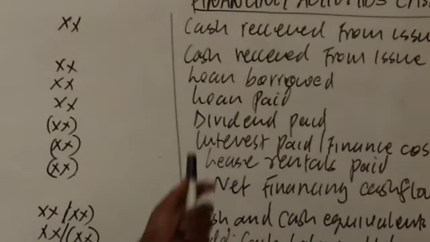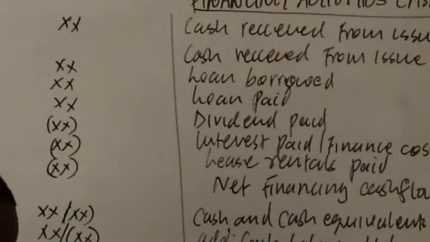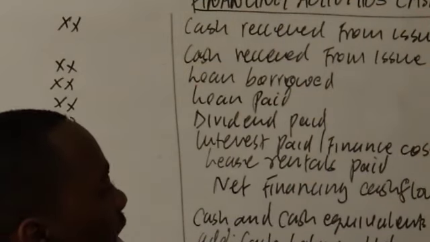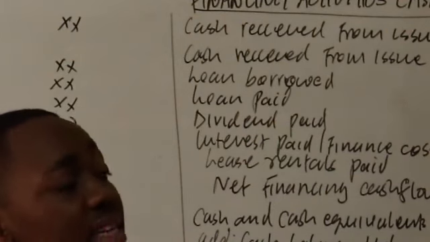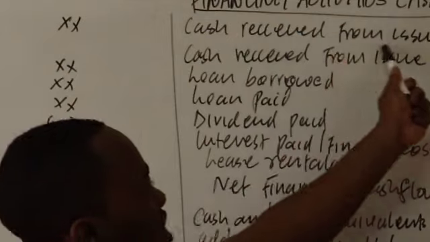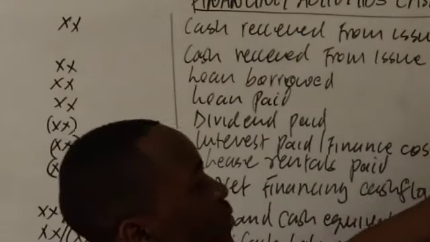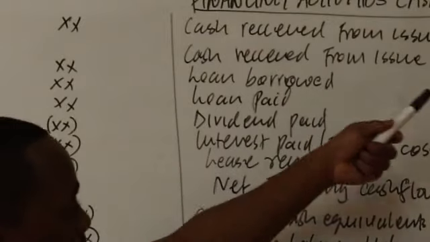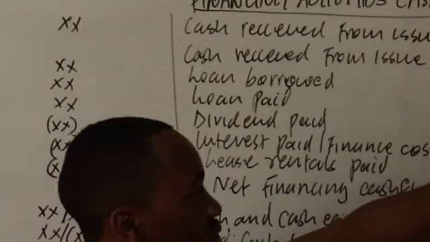Then we have the financing activities cash flow. This is the last part. For the financing activities cash flow, we say that it deals with how a company finances its business. Is it through the issue of shares, issue of debentures, loans, leases, etc.? So you start with cash received from the issue of shares, you add it. Then cash received from the issue of debentures, loan borrowed, but in case there was loan paid or loan repayment, that one is an outflow.